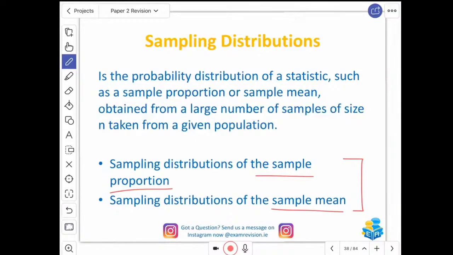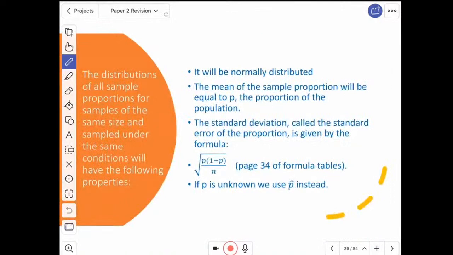So we're going to start off with the proportion, okay? So we're going to think about the sample and the population proportion. It says the distributions of all sample proportions, so again, we're talking about the proportion one to start off with, for samples of the same size and sampled under the same conditions will have the following properties. They'll be normally distributed, which is really important for what we're talking about now. The mean of the sample proportion will be equal to P, the population proportion. And the standard deviation, called the standard error of the proportion, is given by this formula.